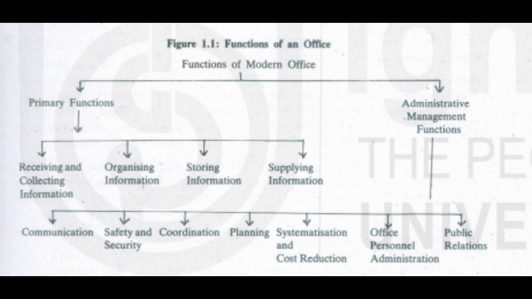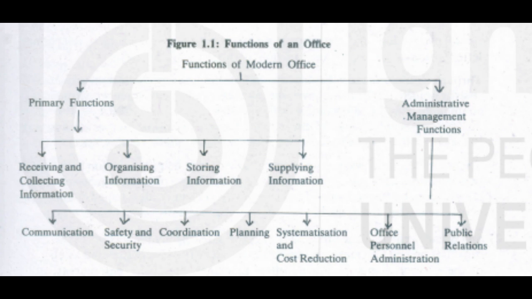1.3.1 Primary functions. The basic functions of the office include receiving, recording, arranging, analyzing, and giving information. The nature of these basic functions is described below. 1. Receiving and collecting information. In every organization, be it a government or private one, information comes through letters, circulars, memos, orders, reports, etc., from within and outside the organization.